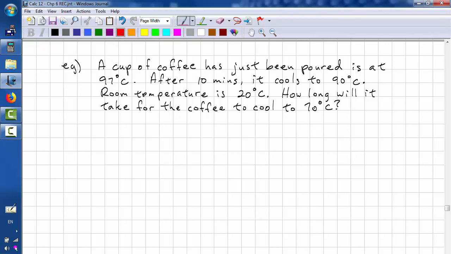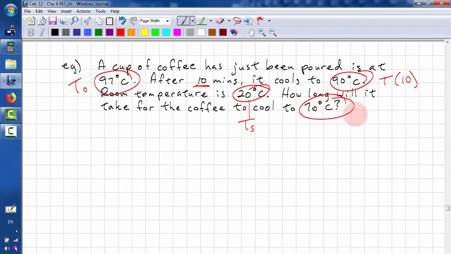Okay, pick out the key features. Make sure you label them properly. This is T naught. This is T10. Okay, it tells us 10 minutes right there. This is Ts. And this is the value we want to find, T(t).